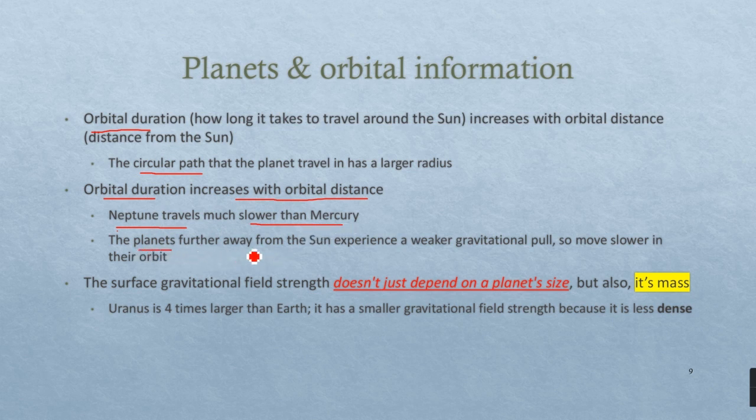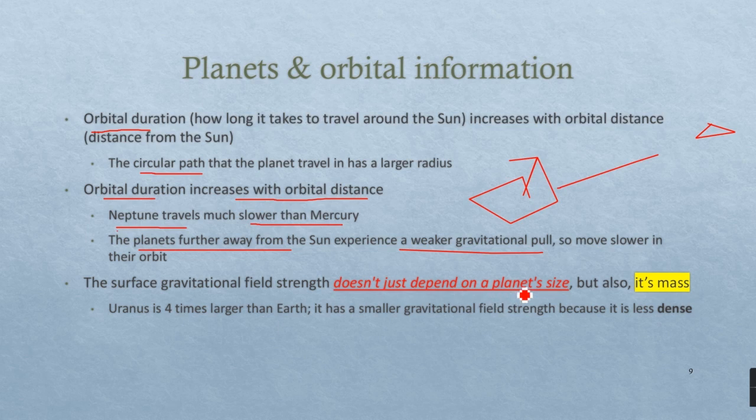So the further away from the sun, you will experience a weaker gravitational pull, as we said that the gravitational pull is dependent on the size of the object and also the distance from the object. So the further from the sun, the less gravitational pull you will feel, which means that it will slow your orbit as well.